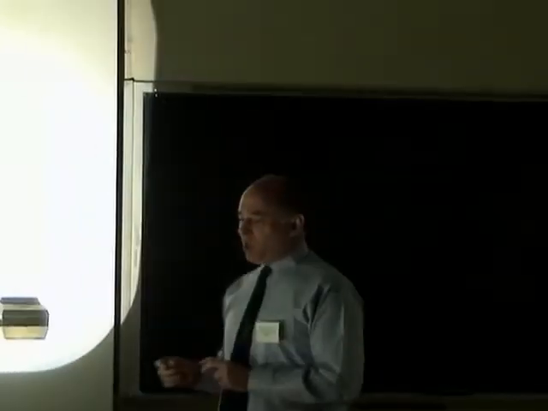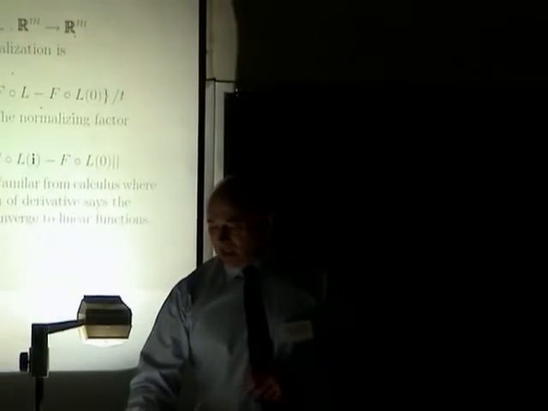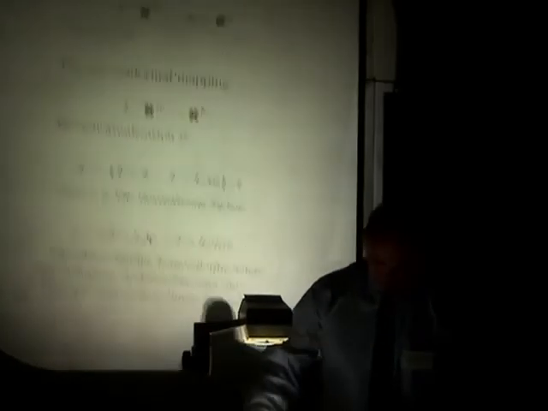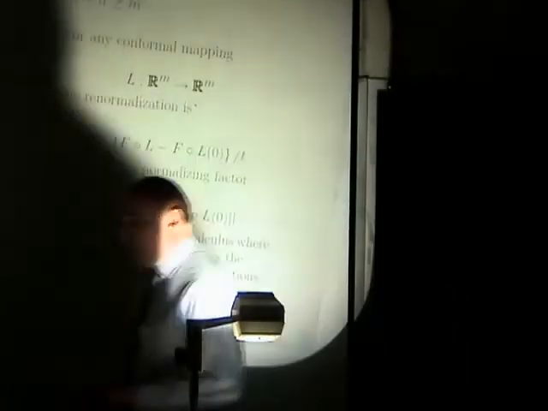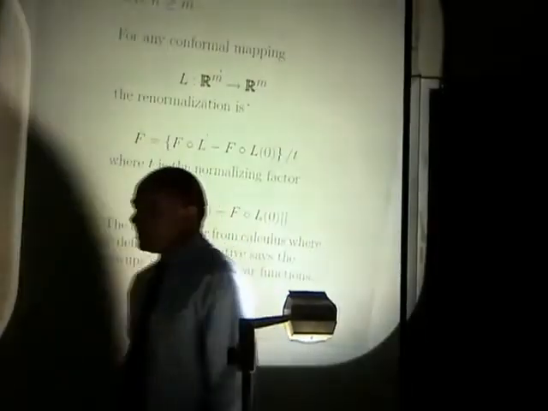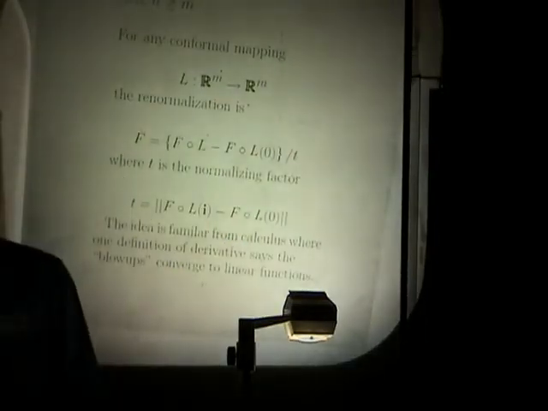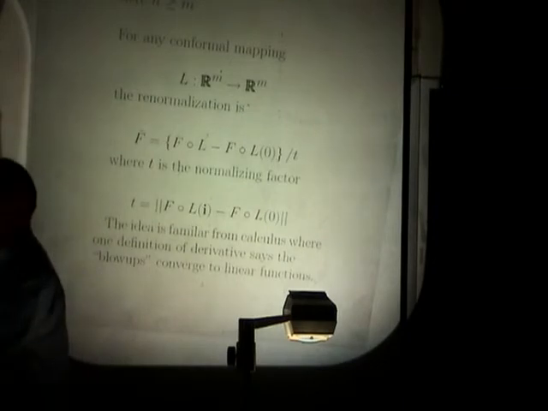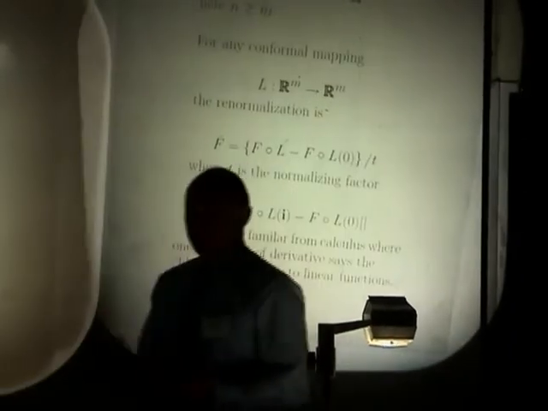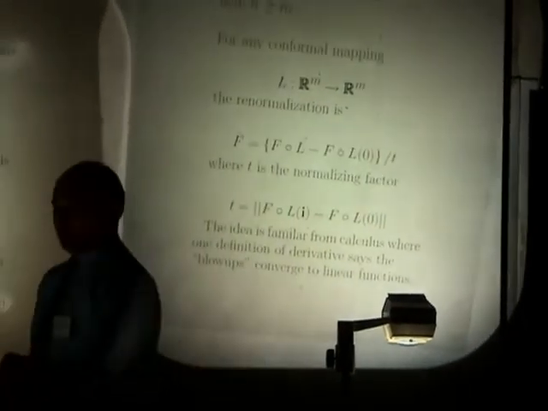For something to be quasi-symmetric, the definition is that this set of renormalizations, when you blow up, gives you a family which is pre-compact in the space of homeomorphisms. In the space of embeddings, you mean the space of continuous maps? Homeomorphisms. Embeddings are continuous injections. Right. Okay.